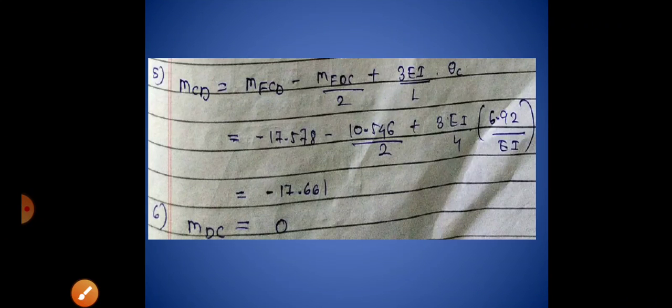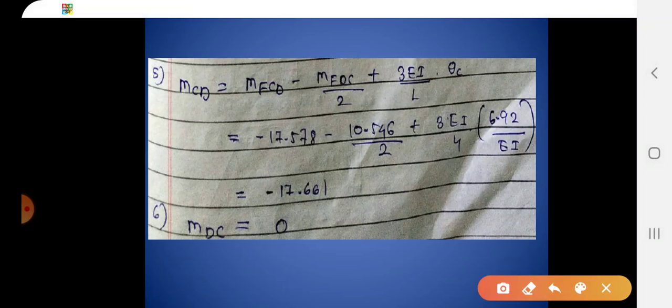Now the third part is MCD and MDC. C is a continuous support and D is an end roller support, therefore we have to use the modified slope deflection equation, and MCD is equal to MFCD minus MFDC by 2 plus 3EI by L into theta C. Putting in the respective values you will arrive at this value. And MDC is 0.